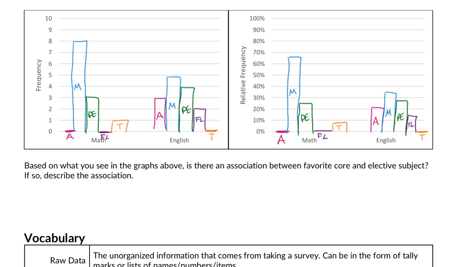Experiment. Is this an experiment? No, what is this called? Observational studies can only have us show an association, not causation. Very good. Now let's actually answer the question. Based on what you see in the graphs, is there an association between favorite core subject and favorite elective subject?